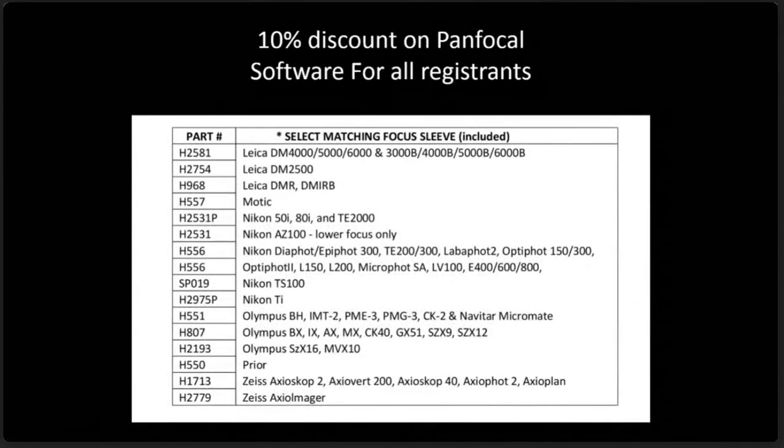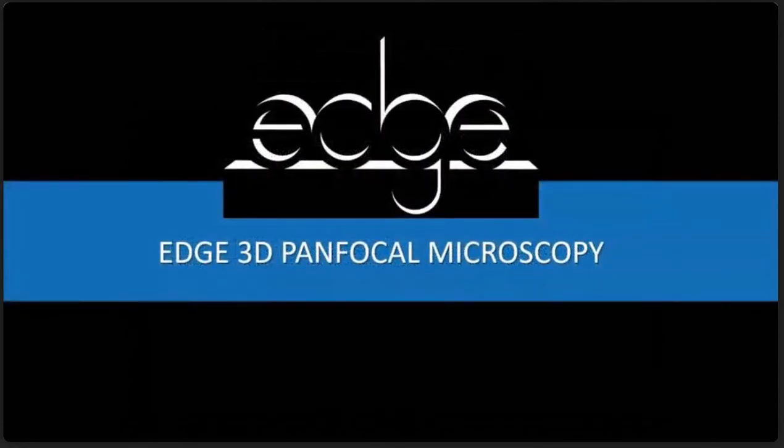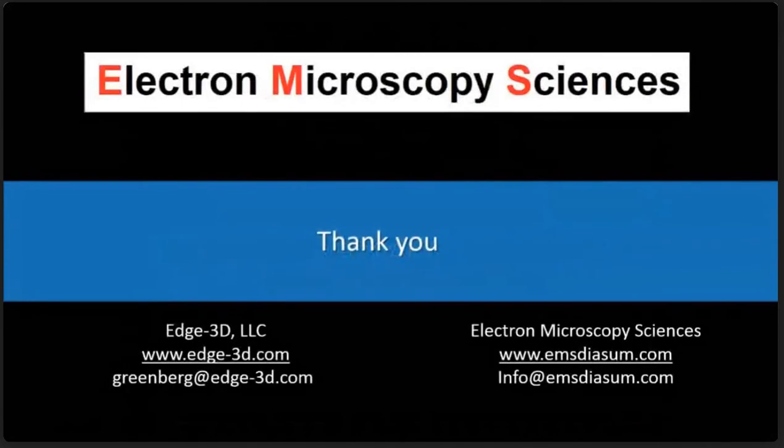These are the various microscopes that the sleeves match up with. You just pick the one that you have. If yours isn't listed here, we can easily 3D print a sleeve for you. So matching it up with your microscope is not going to be a problem. So that's what 3D panfocal microscopy is all about. So I wonder, do we have any questions?